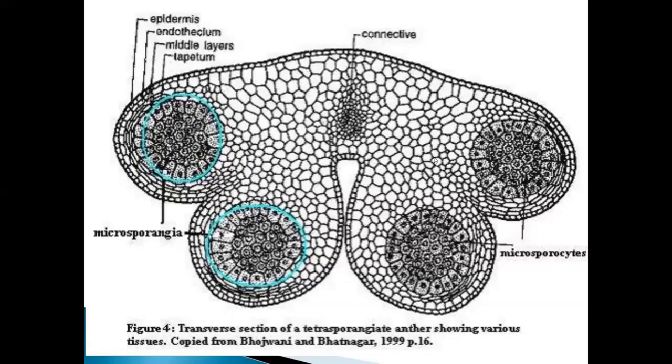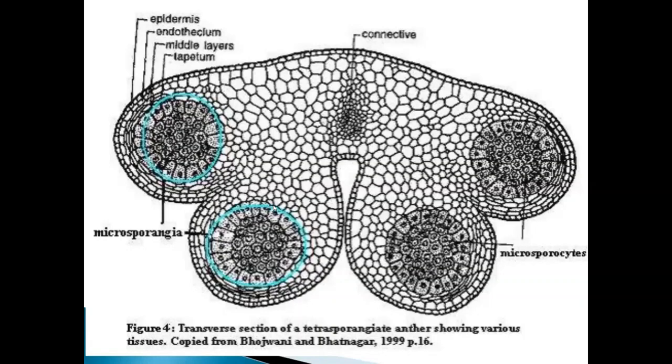Some of the epidermal cells are larger in size and are called the stomium. In the diagram, these are the two parts in between the two lobes, where the cells look like large cells, called stomium cells. Why is the stomium present in the anther? It helps in the dehiscence of the anther at the maturity stage. The stomium cells can absorb moisture or water.